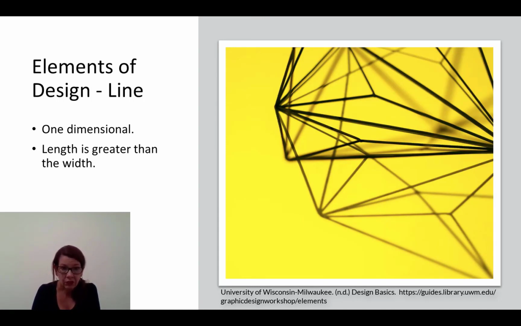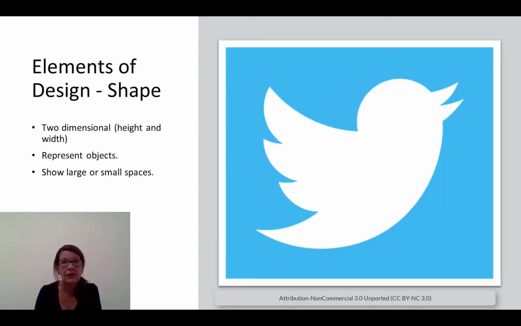The first element of design that we will talk about is line. Line is one-dimensional and has length but not width, and a line can show direction or define a shape. Shapes are two-dimensional. They have height and width. Shapes can symbolize objects or show large or small spaces.